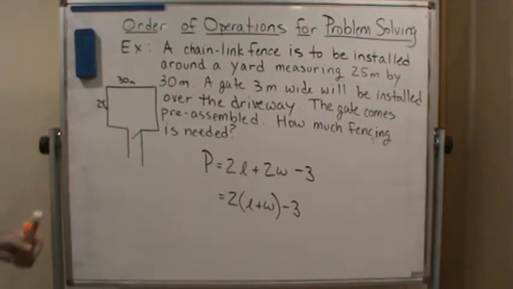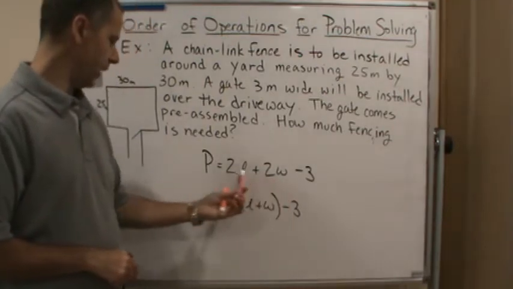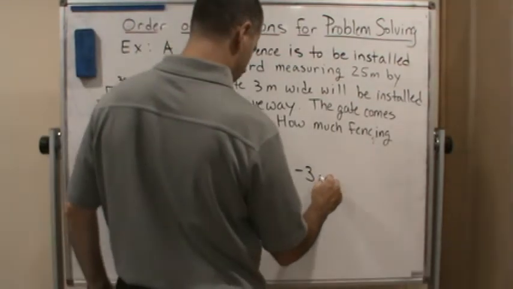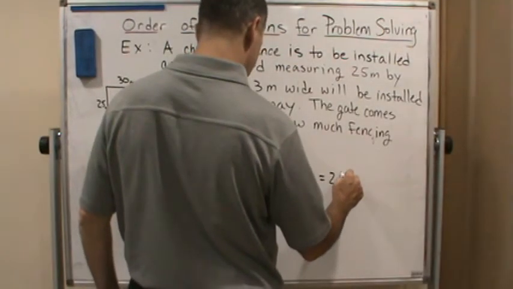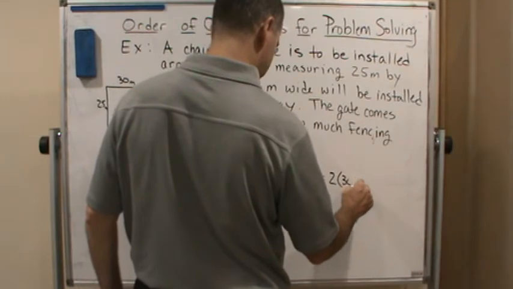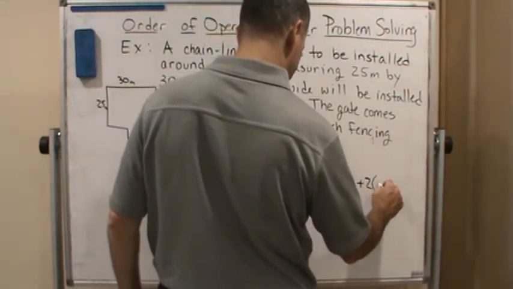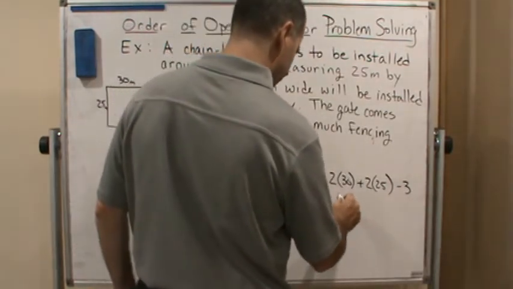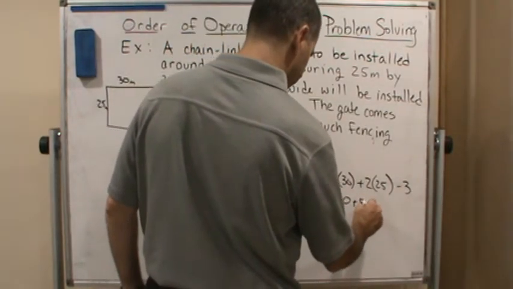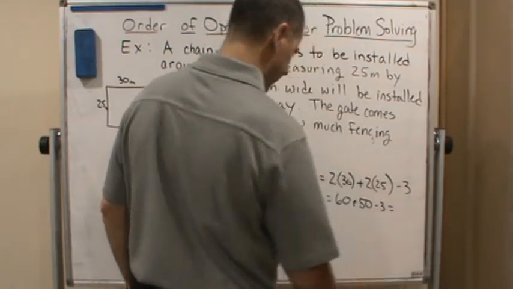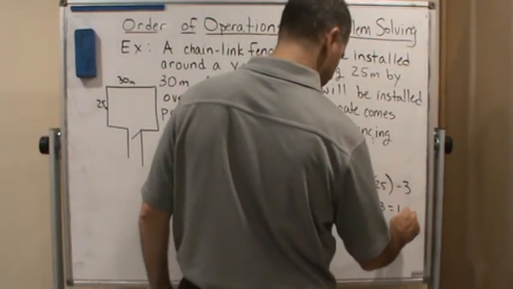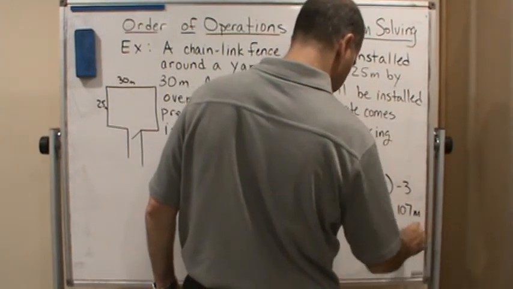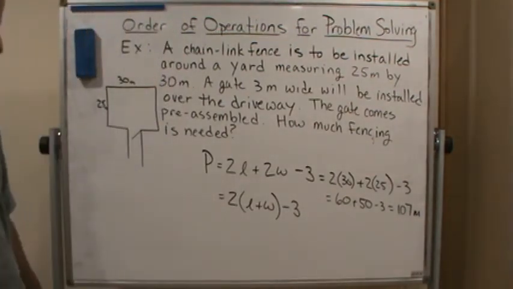So now let's go ahead and plug in the values for L and W, so 30 and 25. That's going to equal 2 times 30 plus 2 times 25 minus the 3. That's going to be 60 plus 50 minus 3, which gives us 107. And that's 107 meters of fencing that's going to be needed.